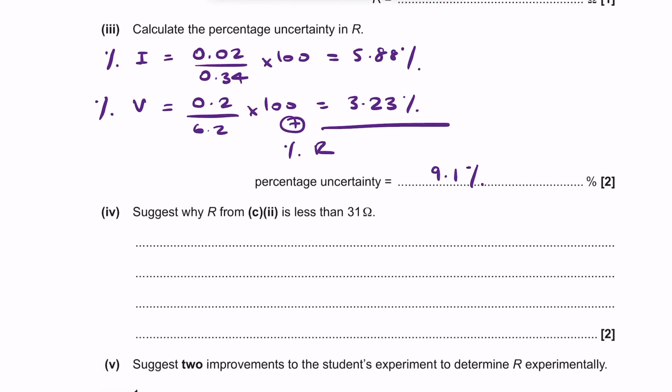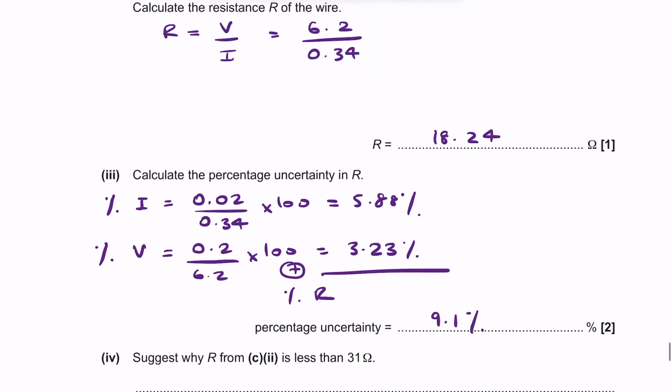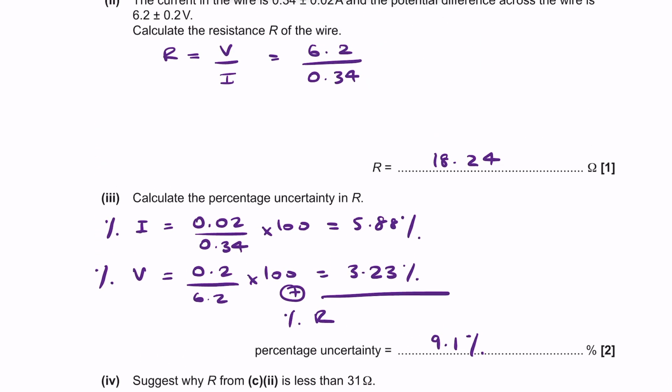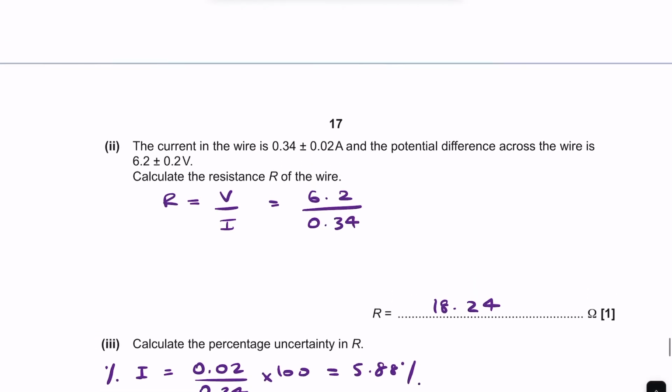Now the fourth part is asking us to suggest why R from CII is less than 31 ohms. So the value of R in II is roughly 18 ohms, to two significant figures, which is way less than 31 ohms. And there could be lots of errors, okay.